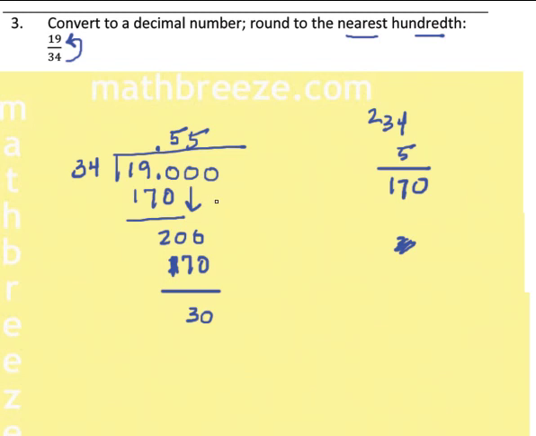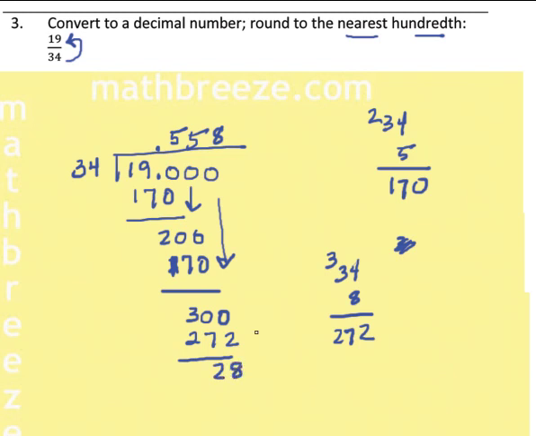Okay, and let's bring down another 0. And 34 into 300, about 8 times. There we get a 32. 24, and 3 is 27. Okay, 272. And the remainder is 28. Okay, we're going to stop there, and now we're going to round.